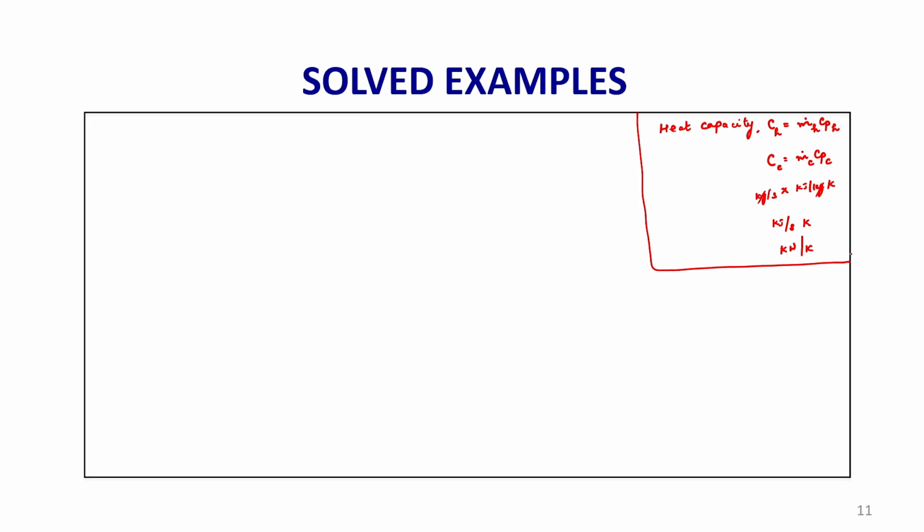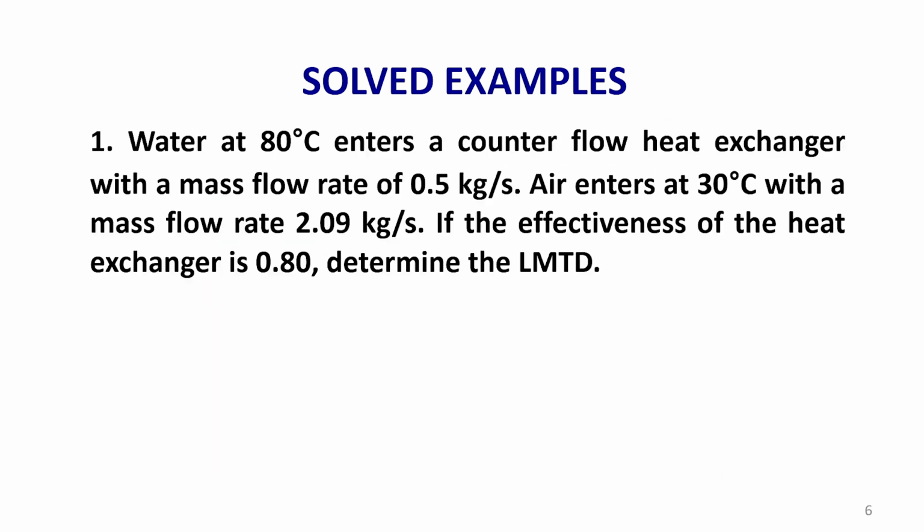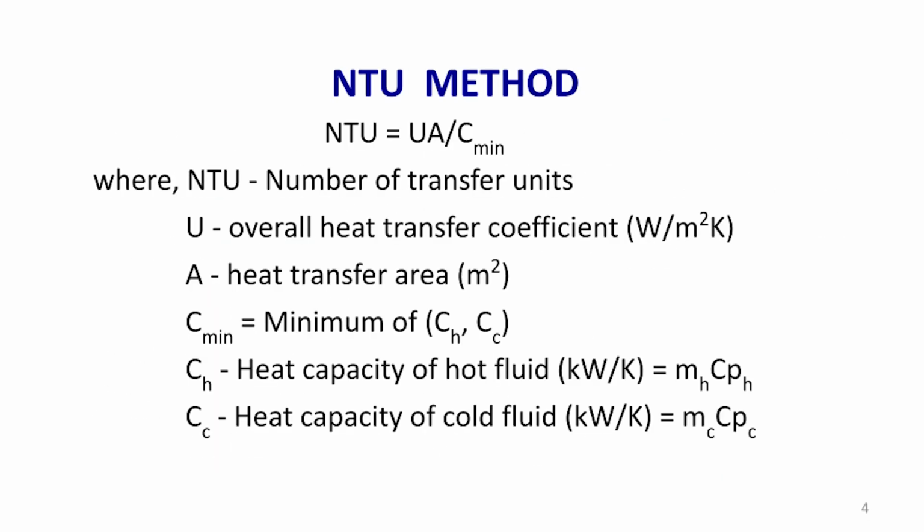So, heat capacity is the product of mass flow rate of the fluid and its specific heat. Let us go to this one, that is what I have written here. So, the heat capacity of the hot fluid is the product of m dot h into Cph. The unit is kilowatt per Kelvin or watts per Kelvin. The other, Cc, is for the cold fluid.